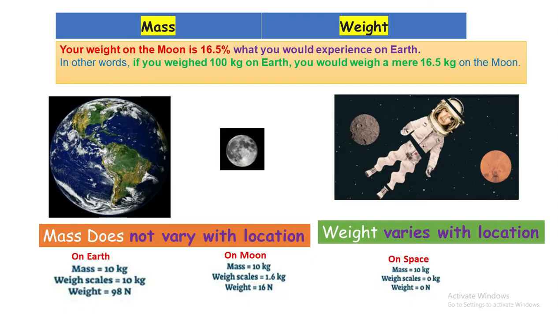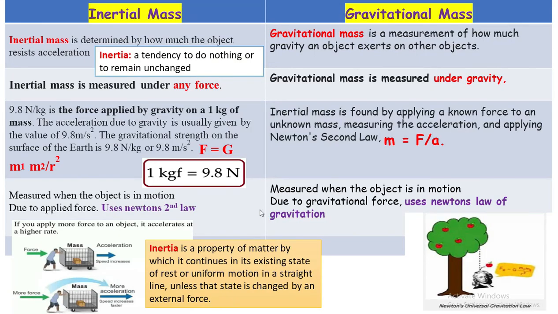When we are talking about mass, there are two types of classification: inertial mass and gravitational mass. Let us see each of these. Inertial mass is determined by how much the object resists acceleration. When you say acceleration, it is the ability to move or accelerate from the current state. So inertia is the tendency to do nothing or to remain unchanged.